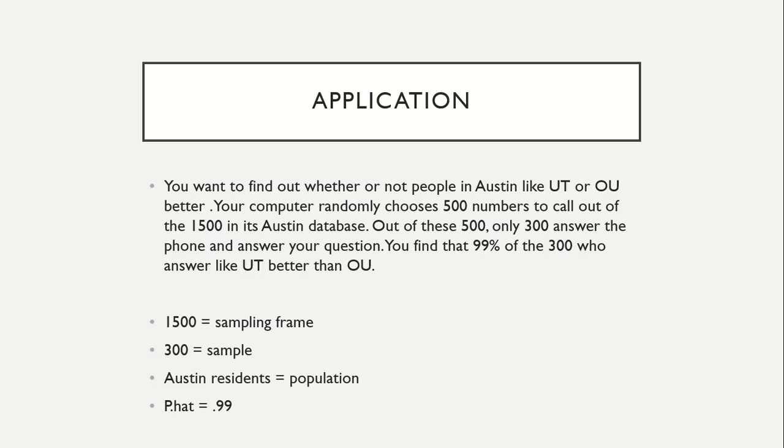P-hat is 99, or 0.99. And P is unknown. So this is important because we're using P-hat to estimate P. If we already had P, it wouldn't make any sense to do a survey to try to investigate this type of issue.